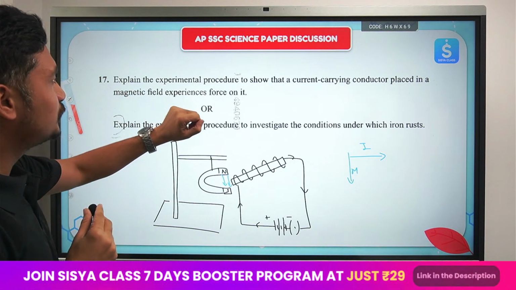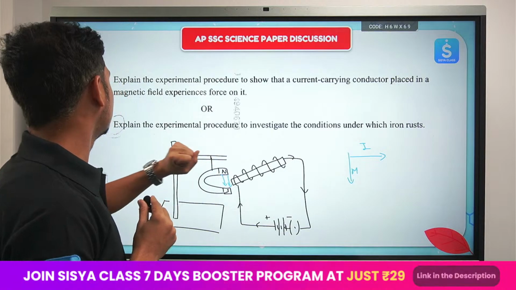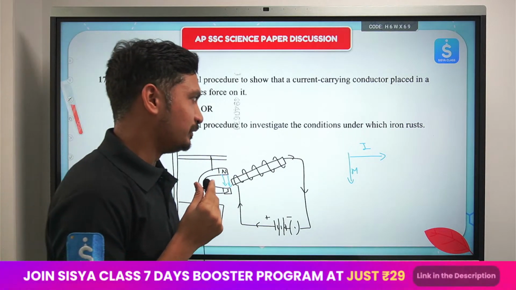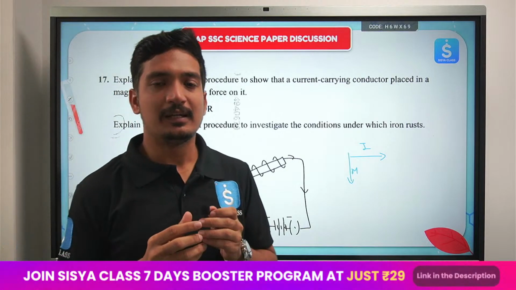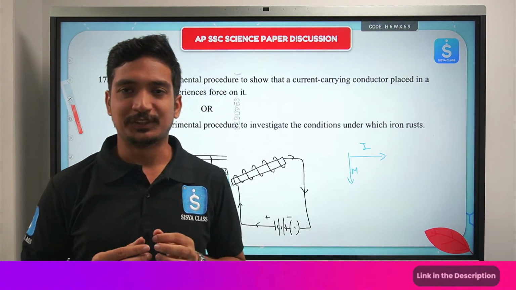Explain the experimental procedure to show that the current carrying conductor placed in a magnetic field experiences a force. Yeah, we have covered everything. Okay, then in the OR section, it is coming from chemistry, so we will call Nidhi Ma'am to cover this question.